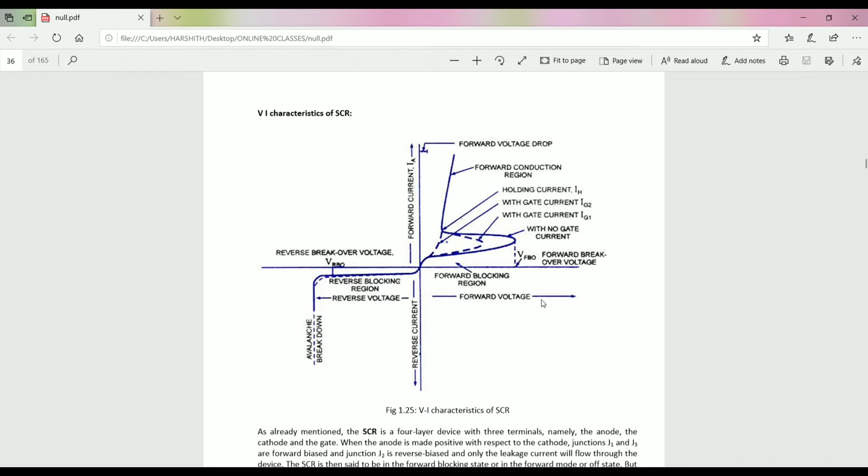If the forward current falls below the level of the holding current IH, then the depletion region begins to develop around J2 and the device goes into the forward blocking region. When the SCR is turned from the off state to the on state, the resulting forward current is called the latching current, IL. The latching current is slightly higher than the holding current. Okay, that is the forward characteristics.